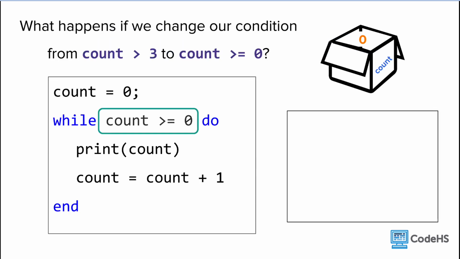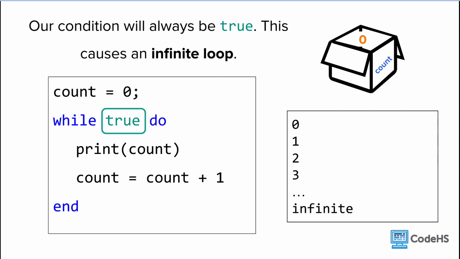Going back to our example, what if we change the condition from count is less than 3 to count is greater than or equal to 0? This would make the values of count be 0, 1, 2, 3, and keep going, 4, 5, 6. These values are always greater than or equal to 0, meaning that our condition will always be true, and this will result in an infinite loop.